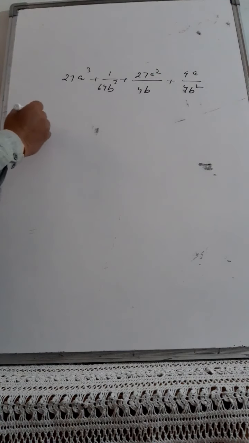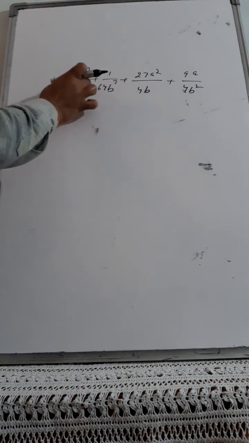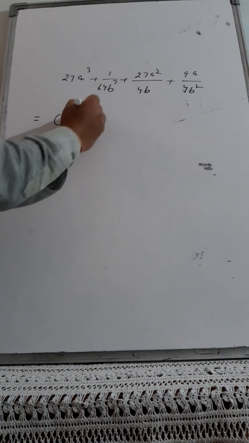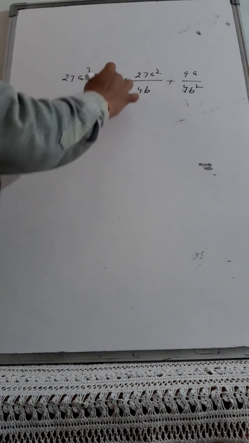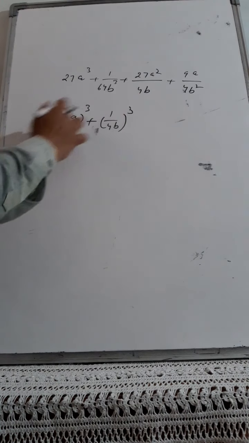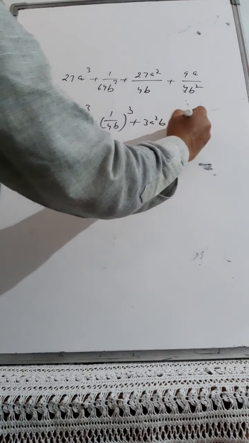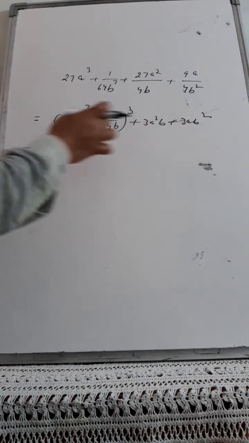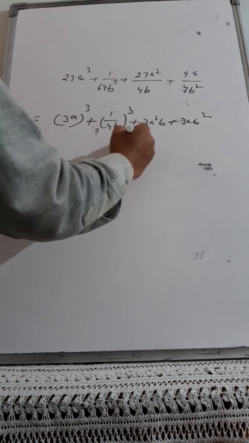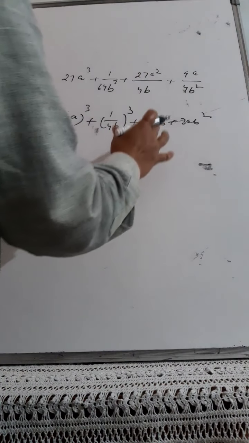So remember, I told 1, 2, 3, 4 terms are there. Out of these 4, 2 are the perfect cubes. One I am getting is (3a) whole cube. And this I am getting is (1 upon 4b) whole cube. These two are the perfect cubes. Plus 3a square b and 3ab square. Now I know what is a and what is b. So if you put the value of a, suppose I am putting it. This is just from your checking point of view.